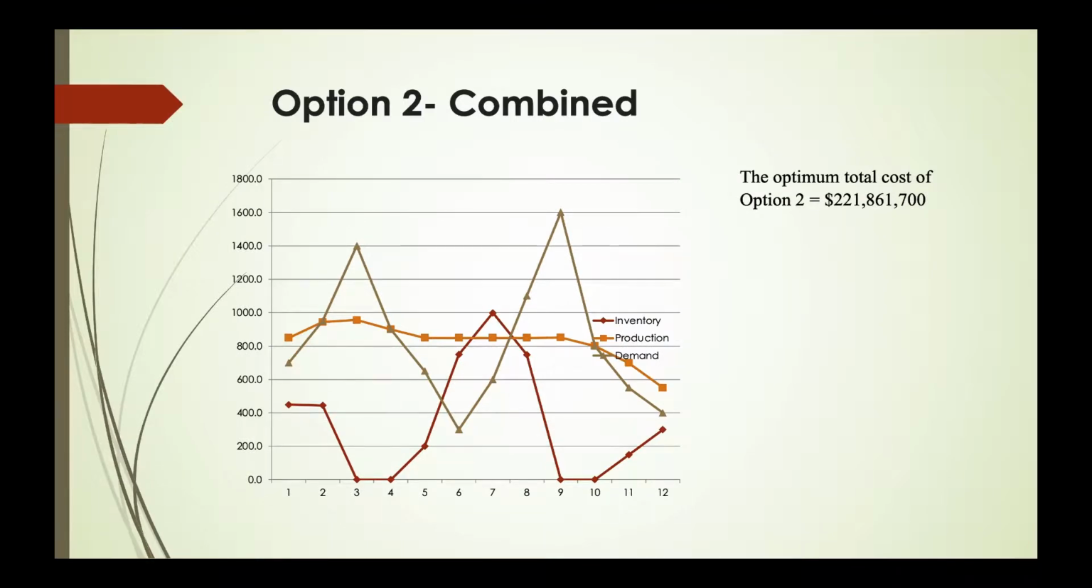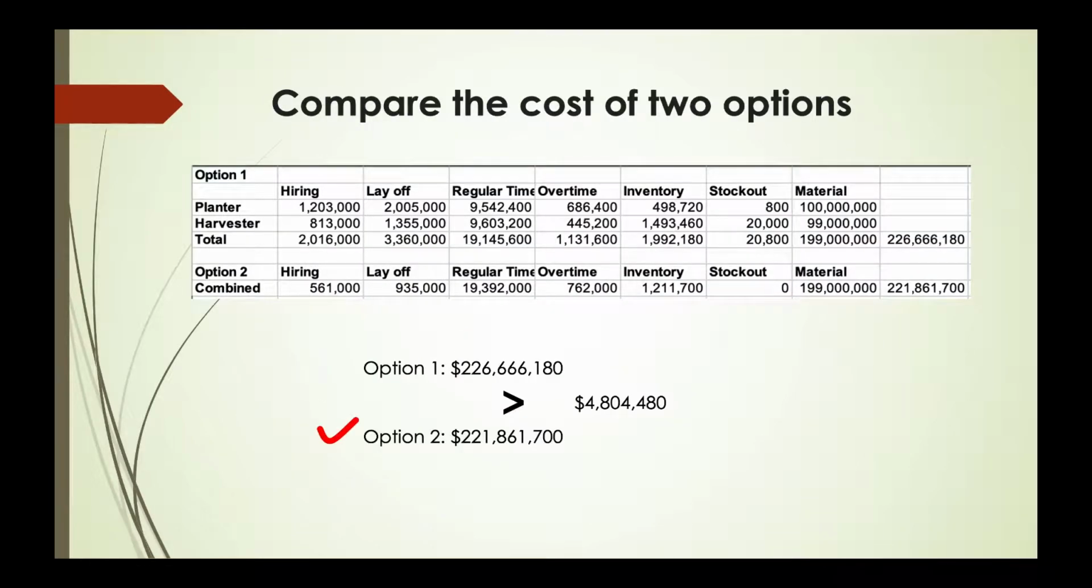For the second option, the production of machine is relatively stable every month. The optimum total cost of option 2 is 221,861,700. Comparing the production costs of those two alternatives in a year, it is found that the cost of company to build a single factory is less than the cost of company to build two factories to produce planters and harvesters separately. Therefore, along those two options, the second option is more worthy of recommendation.